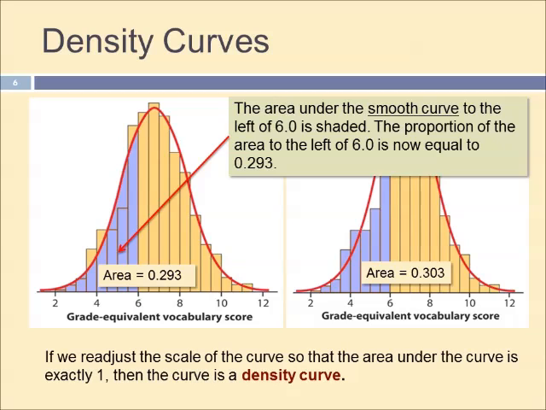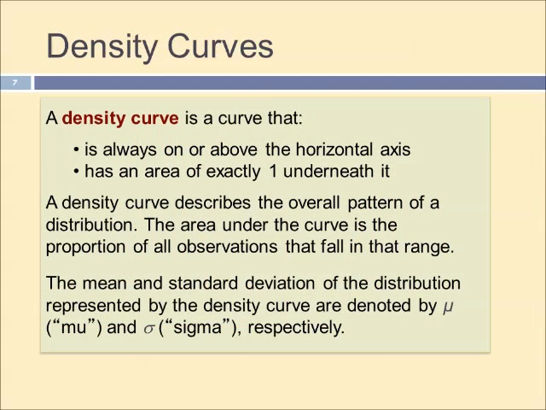Now, if we readjust the scale, notice the scale on the bottom goes from 2, 4, 6, 8, etc. If we readjust it so that the area under the curve is exactly 1, then the curve is called a density curve. A density curve is a curve that is always on or above the horizontal axis, has an area of exactly 1 underneath it. A density curve describes the overall pattern of a distribution. The area under the curve is the proportion of all observations that fall in that range.